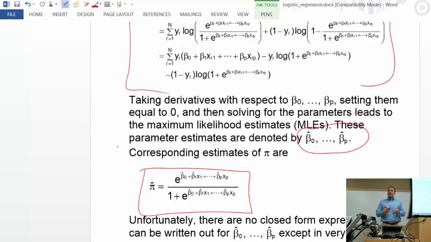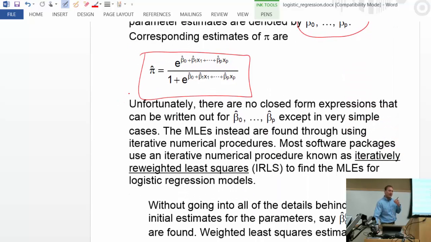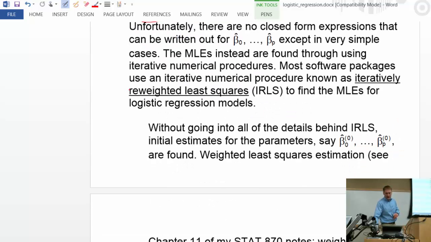And since it's an iterative procedure, what you're hoping is that for every step in the iterative process, you get better estimates of the beta hats. Eventually you come to convergence, meaning that the beta hats for one iteration are just about exactly the same as for the previous iteration. So you have found those maximum likelihood estimates. Now there will be cases where convergence does not happen, and we will talk about that at the end of the section.